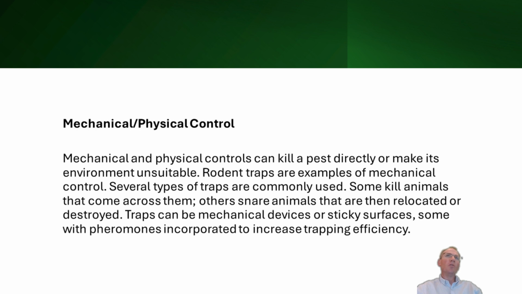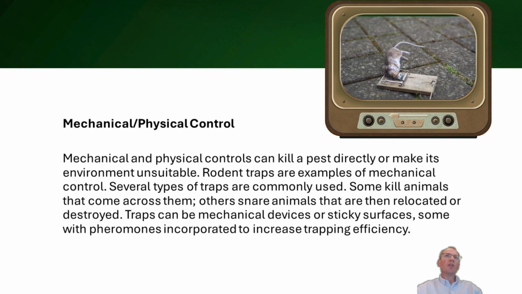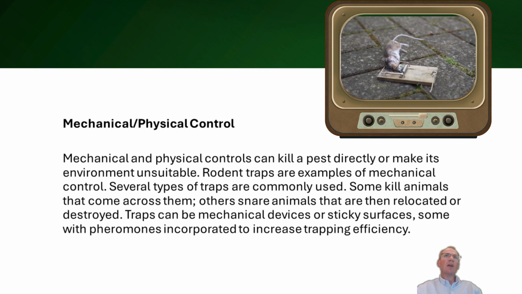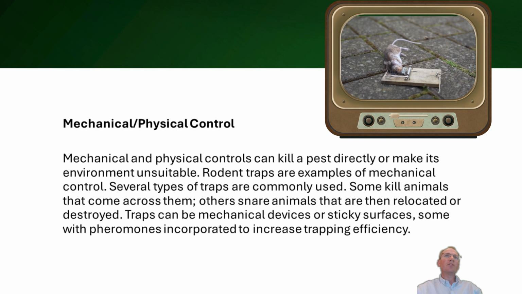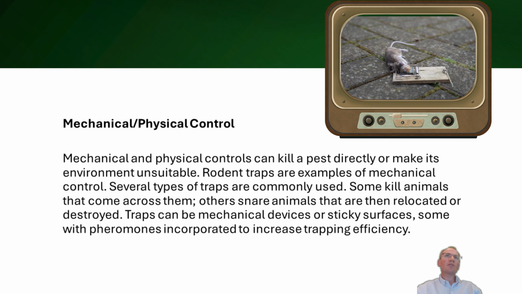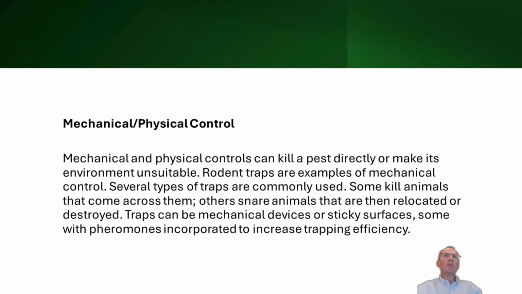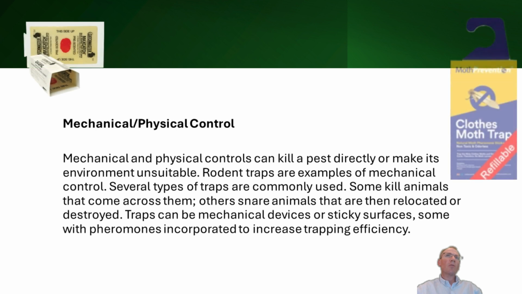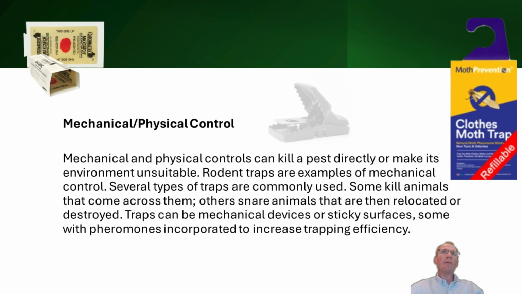Mechanical and physical controls can kill a pest directly or make its environment unsuitable. Rodent traps are examples of mechanical control. Several types of traps are commonly used. Some kill animals that come across them, others snare animals that are then relocated or destroyed. Traps can be mechanical devices or sticky surfaces, some with pheromones incorporated to increase trapping efficiency. We have a very simple example here of a mechanical control, obviously, when we talk about rodent traps, which is a good thing for you to understand.